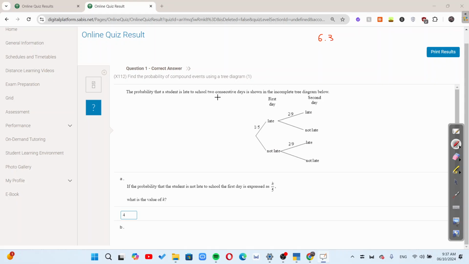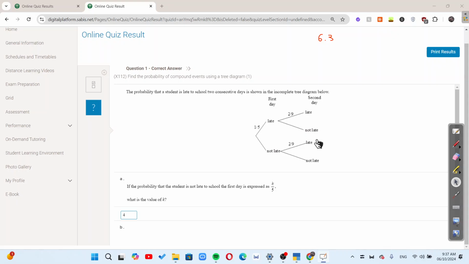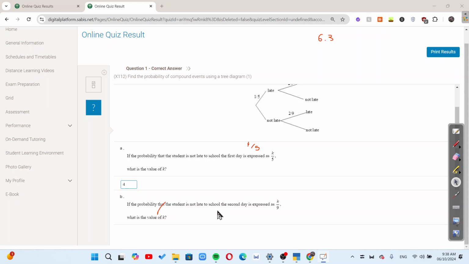Now, find the probability that you use this tree diagram, and you need to find probabilities again. So what's the probability that your student is late on their first day of school? If the chances that he's not late is 1 over 5, so the chances that he's late is 4 over 5. Because you do 1 minus this, you get your chances for the second one. Because we know they have to add up to make 1. So it's 4.